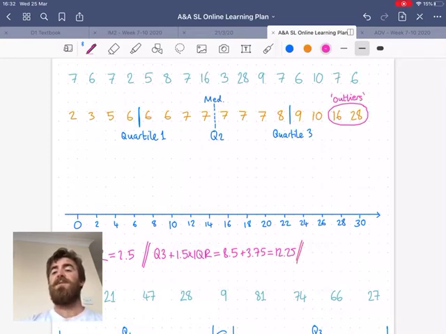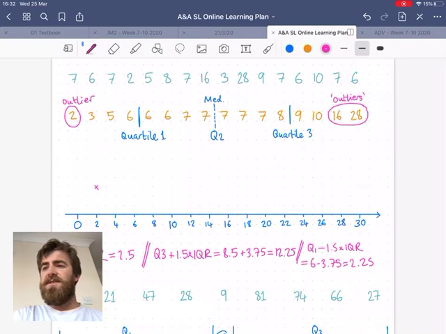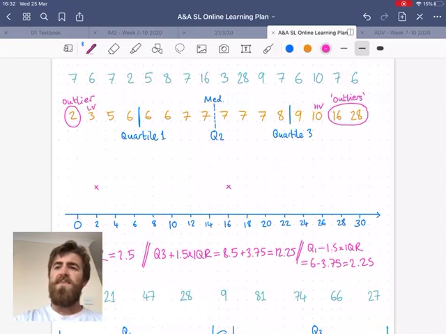But we look at below as well and see whether we have any lower outliers. So basically 3.75 below 6. That's 2.25. So anything below 2.25 will be an outlier as well. So 2 is an outlier also. Now we can plot these alongside our box and whisker plot with a little cross. So we do a little cross at 2, 1 at 16, and 1 at 28.